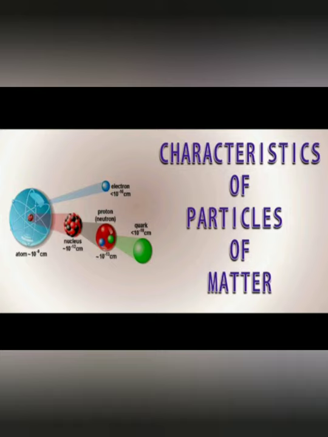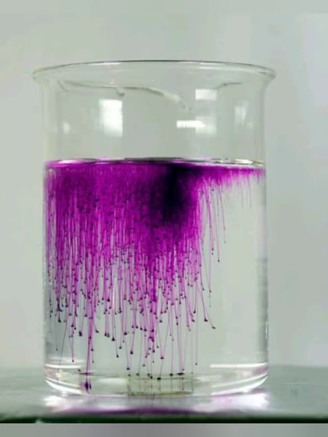Hence it can be stated that particles of salt or potassium permanganate would occupy the interparticle spaces of water. Hence particles of matter have space between them. Till now we've discussed two properties of particles of matter. One, particle size of matter is very small or extremely small. Second, particles of matter have space between them.